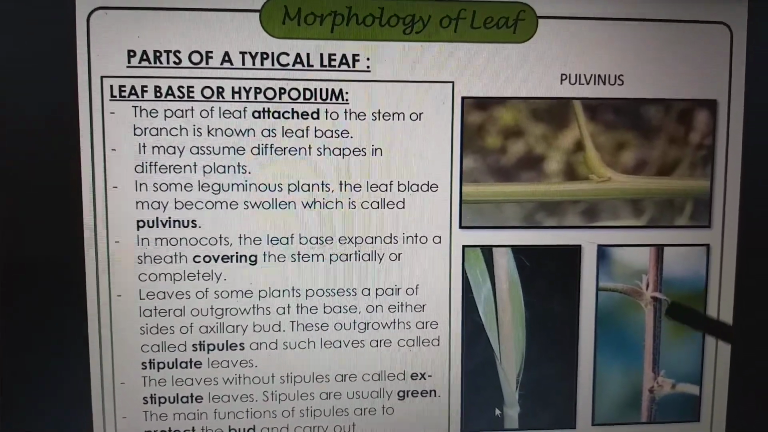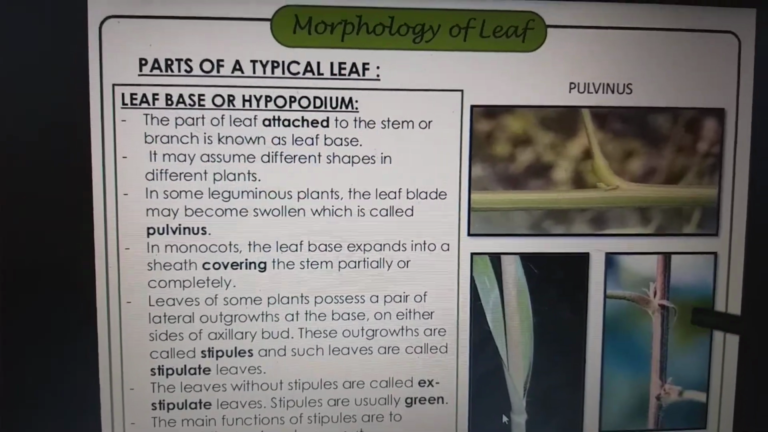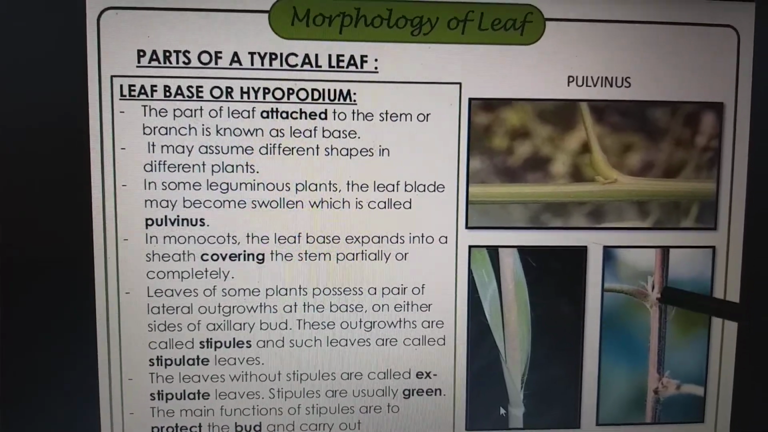So these are the pictures of stipules, and these are the sheaths. Sheaths are very long and stipules are very small in nature. So these are the sheaths and these are the stipules.